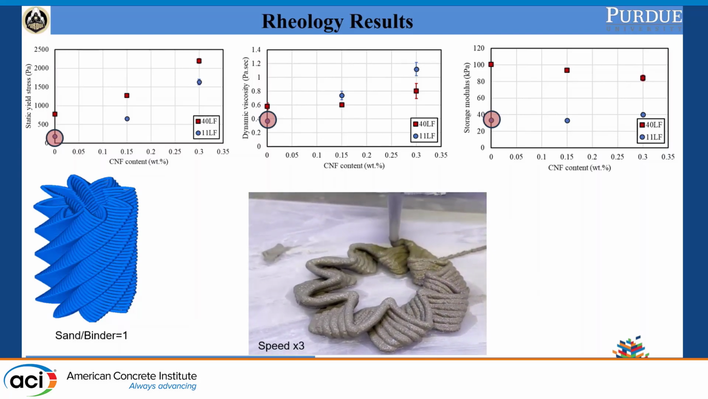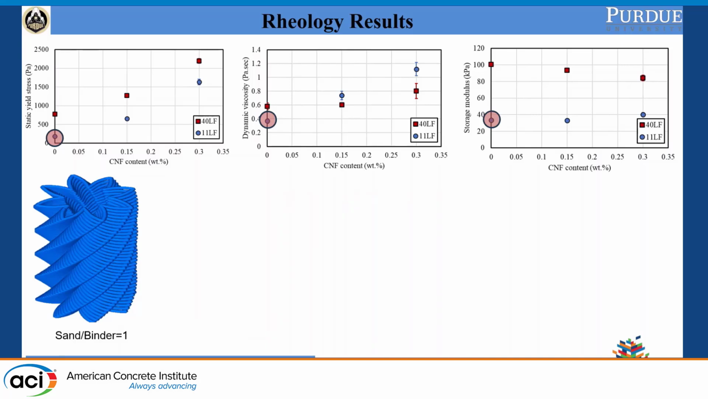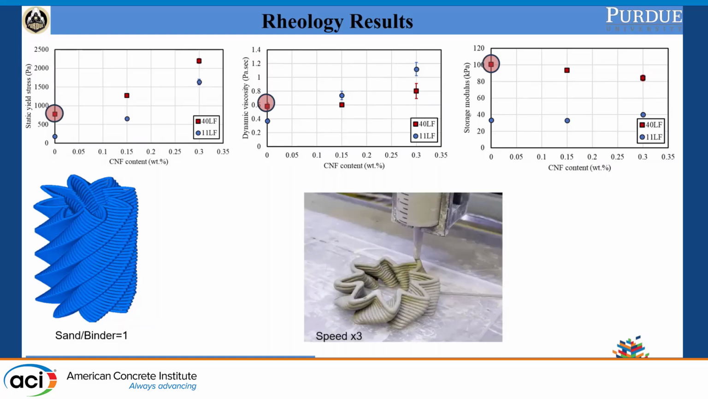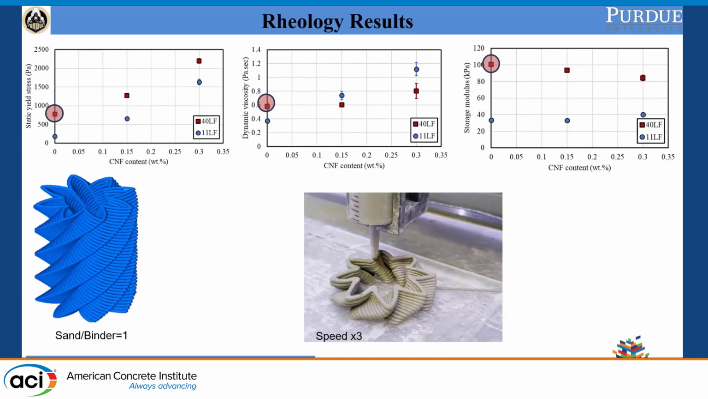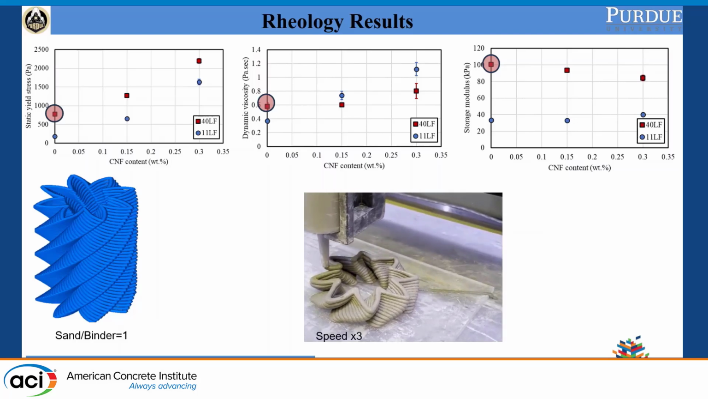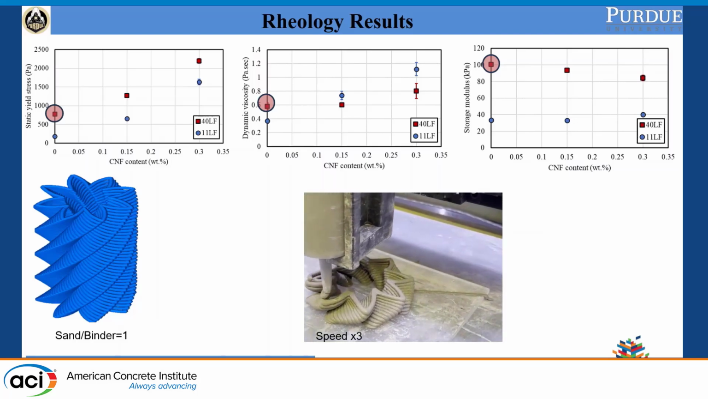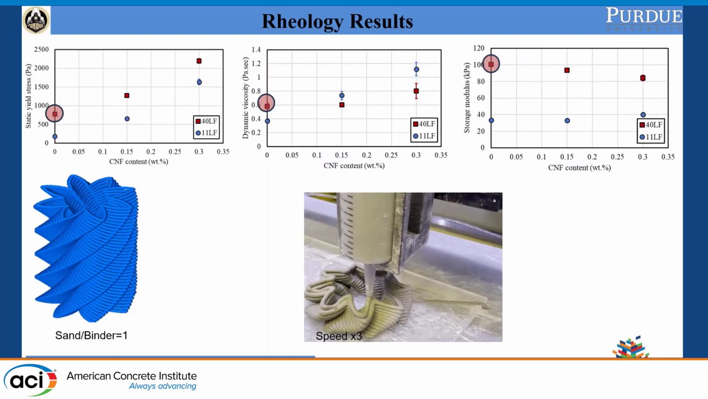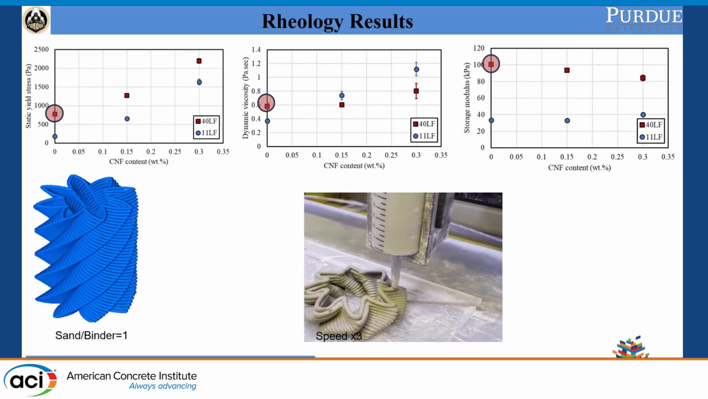If we look at the one with only the replacement of limestone, because of a little bit of improvement in the static yield stress and some improvement in the storage modulus, it can build up to 12 layers, but it's just buckling failure.